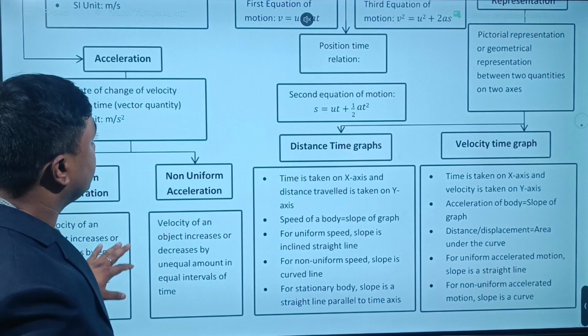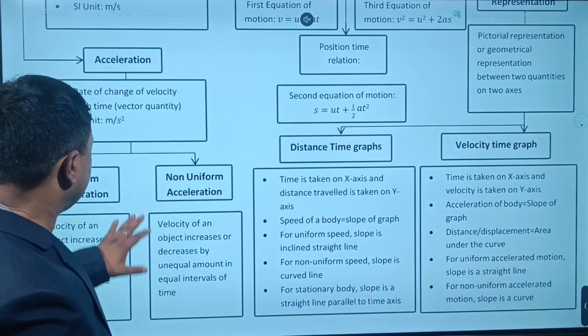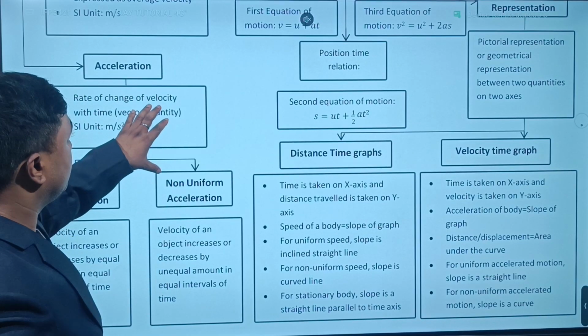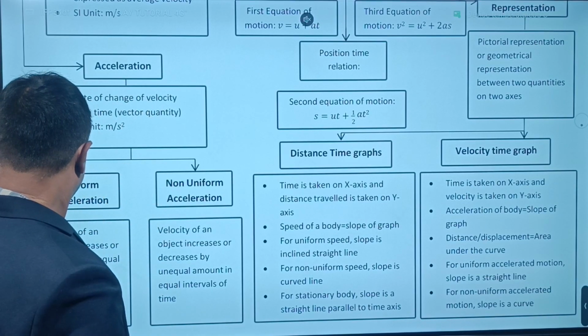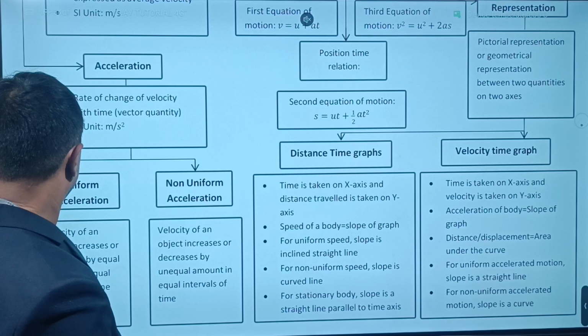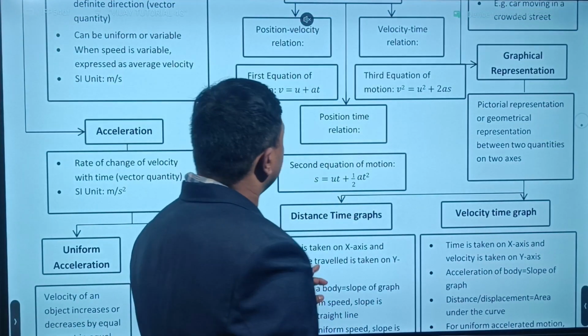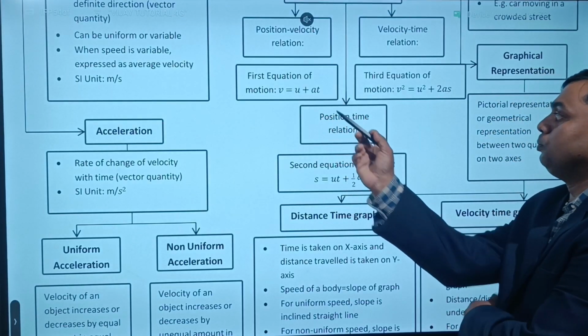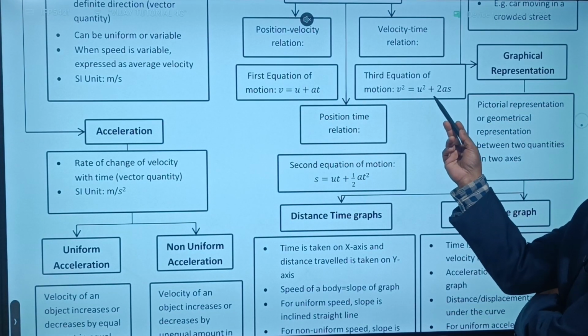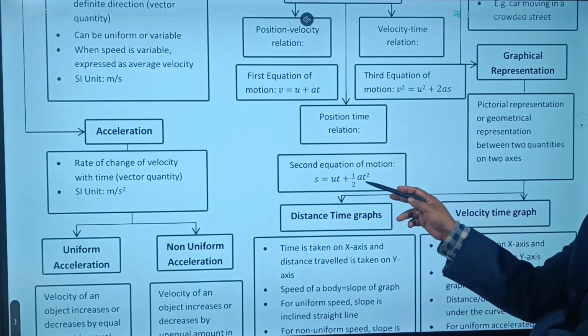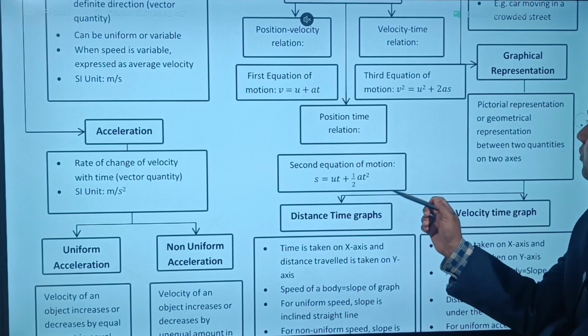Here you can see the three equations of motion written also. The first equation is v = u + at. The third equation is v² = u² + 2as. And the second equation is s = ut + 1/2 at².